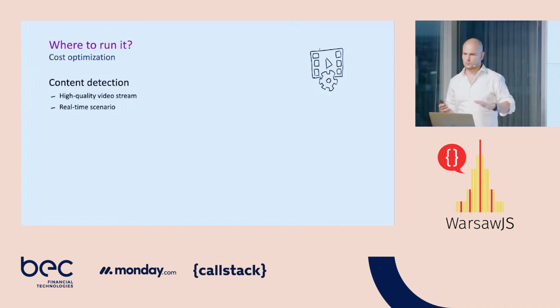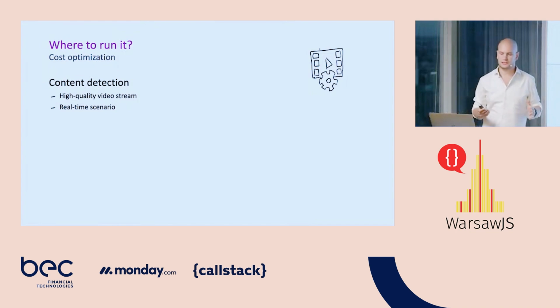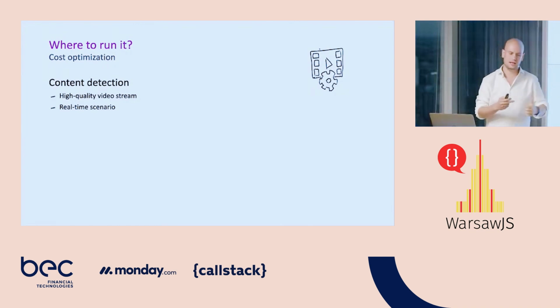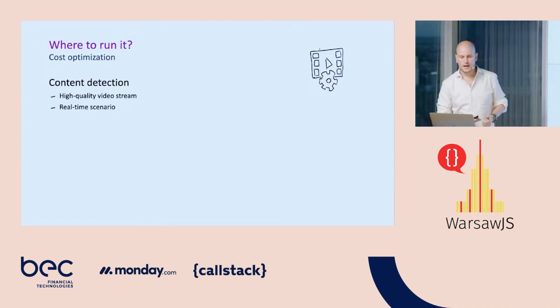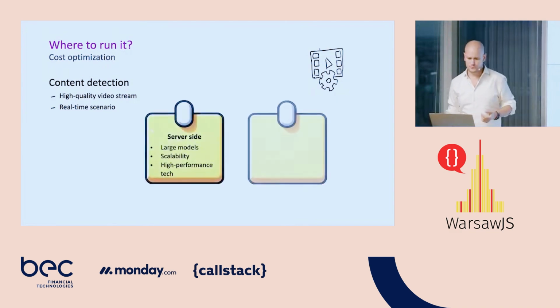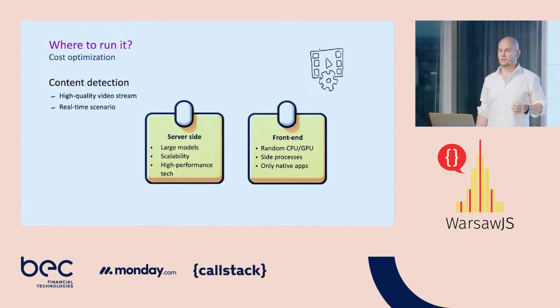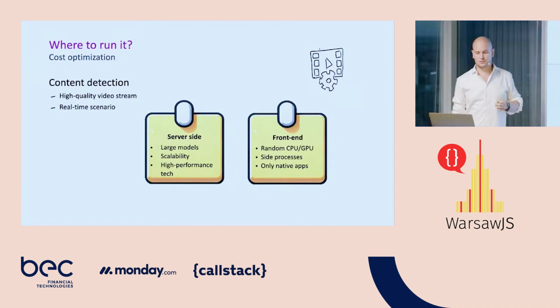So when thinking about creating this application, the biggest part of it is the content detection engine. And it's important that we are working with a high quality video stream, so we cannot downsize the video stream and make it smaller. And it's a real-time scenario, so it's happening while you are working normally with, for example, a whiteboard. There are two choices when thinking where to calculate all of this: on the server side or on the front end.